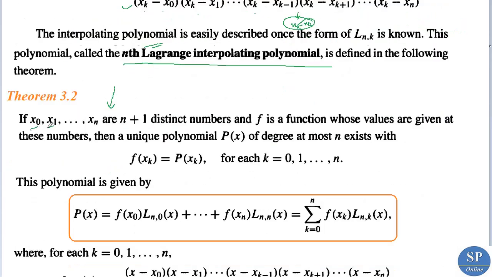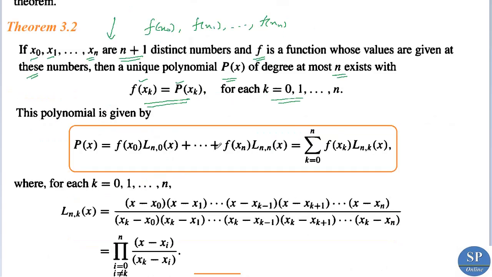That is, if x0, x1, etc., xn are n plus 1 distinct numbers and f is a function whose values are given at these numbers, that is, we have distinct numbers x0, x1, x2, etc., xn, and we are given the functional value of f at the point x0, at the point x1, etc. So these values we are given. Then the unique polynomial p of x of degree at most n exists with f of xk equal to p of xk. That is, at these points the values of f and p are the same for each k equal to 0, 1, 2, 3, etc., n.